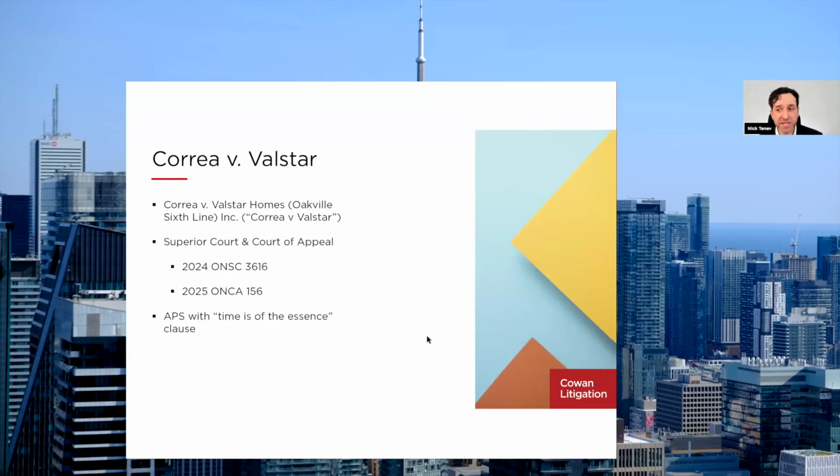Okay, so the last case we're going to take a look at, we'll go through it quickly because we're almost out of time. I mean, we have 15 minutes, but there might be Q&A, and I have some final words at the end. So the last case is Korea versus Valstar. This is a 2025 Court of Appeal decision regarding time is of the essence, those clauses you see in APSs. It's a pretty famous case from 2025. Let's take a look.